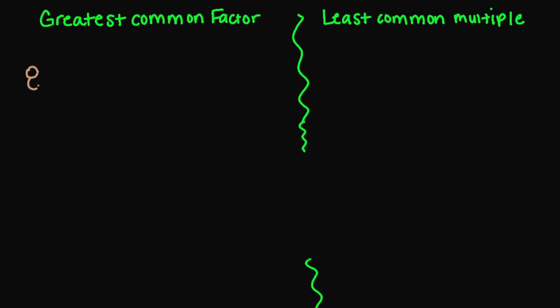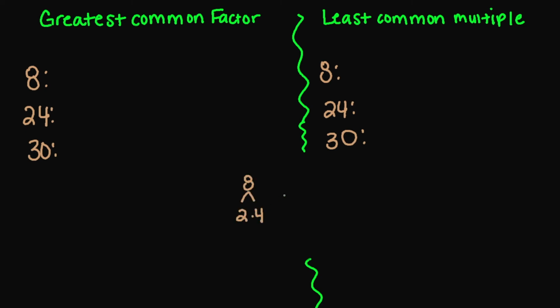Let's try 8, 24, and 30. Let's factor my 8. Factor that into 2 times 4. My 4 into 2 times 2. And then 24, we have 3 times 8. And then my 8 is 2 times 4.